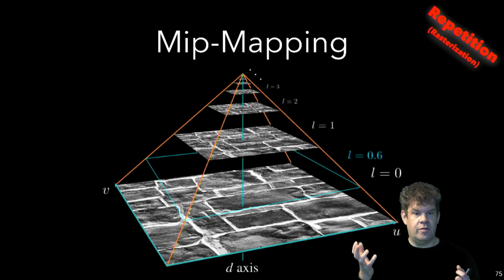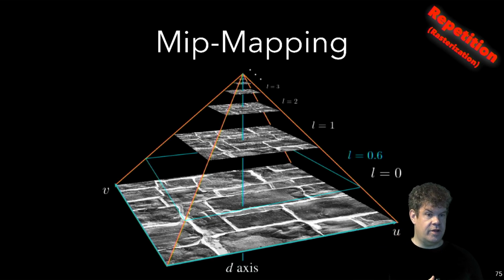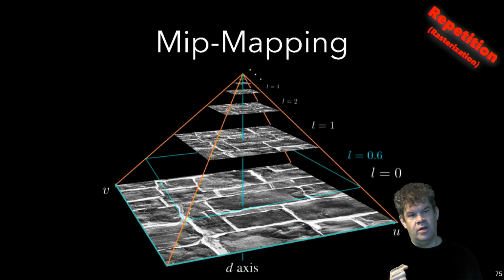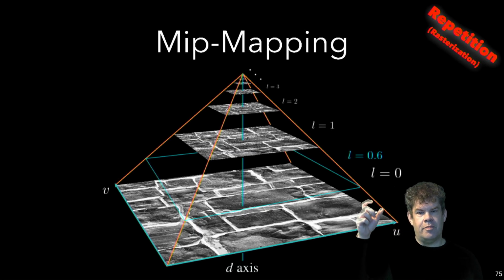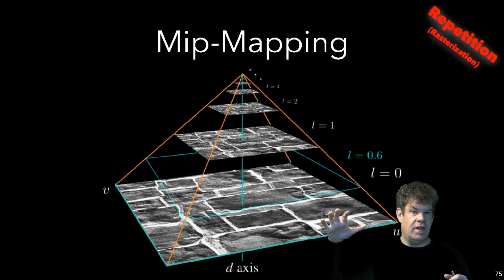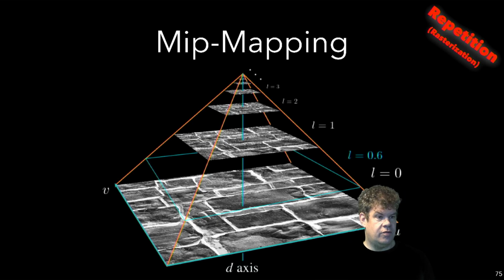mipmaps. So we use those multiple resolution data structures that we call mipmaps, that store the same data at multiple resolutions. And then we just pick the appropriate resolution. The problem is the appropriate resolution might be between two resolutions. If we call them 0, 1, 2, 3, 4, our appropriate resolution might be 0.6. What we can do in that case is take both and interpolate between the two. So it's again about interpolation.